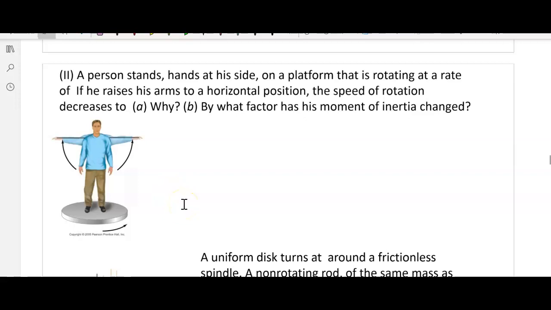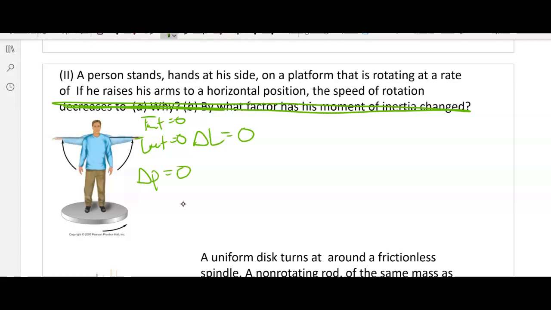A couple more examples here. A person stands to the side. They're rotating. If he raises his arm, what's happening to the speed of rotation? Well, again, the force is there. There's nothing new being added. That's an internal force by you lifting your arms. So the change in angular momentum is 0 because the F net equals 0 and torque net equals 0. Also, you could say change in linear momentum is 0. So linear momentum is going to be constant.